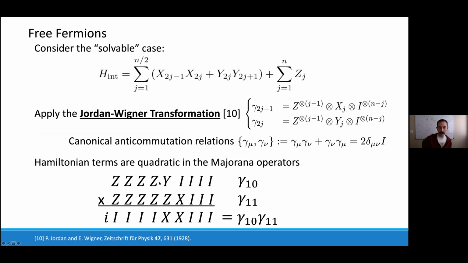So how does this work? Well, if I take products of two strings, so if I take gamma 10 and gamma 11 and I multiply them together, I get gamma 10 times gamma 11, which under the mapping gives me the following product. This tail of Z operators cancels, and I'm left with, modulo some phase, which you have to keep track of, Y times Z is X, I times X is X, everything else cancels. So this product gives me this particular XX pair, okay?